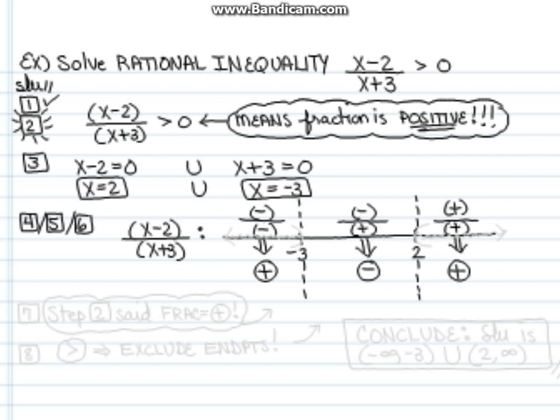a positive fraction. So what I have at the bottom in the circles in each of the regions is the sign of the fraction in each region of x values. Positive, then negative, then positive.